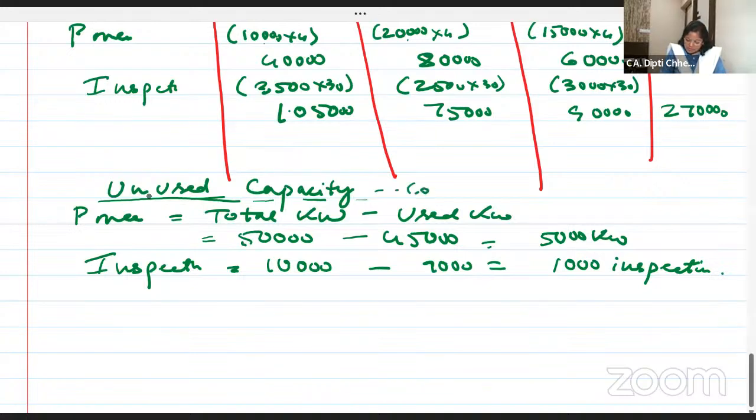They have asked you the unused capacity cost also. So 5,000 kilowatt and 4, so 20,000 is the unused power cost. Inspection cost is 30,000 unused. If you multiply by cost, you will get the answer.